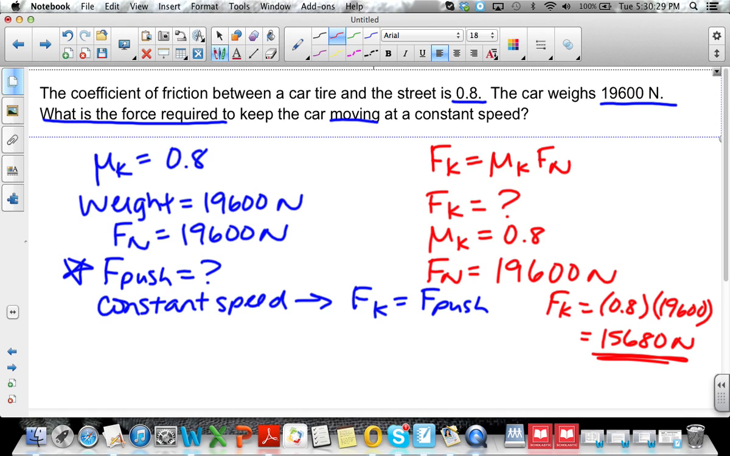And then remember I just said that Fk is the same as Fpush, so I know that Fpush is this 15,680. And it helps to have a picture. I didn't draw that here, but I would go back and label my Fk, and I would see that Fk and Fpush have to balance each other. So I know that this is the same as Fpush right here. And that's what they're looking for. They wanted what is the force.